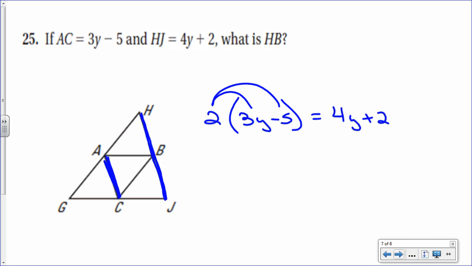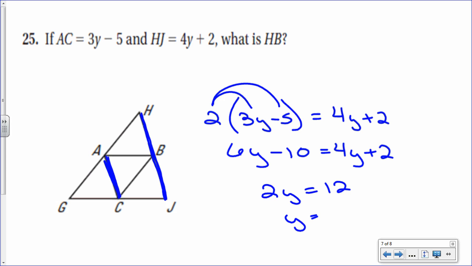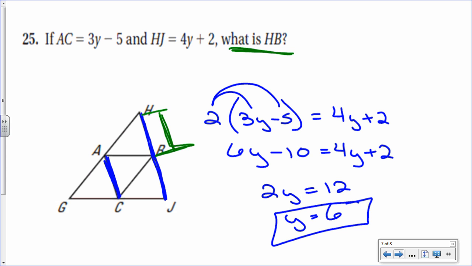Distributive property here. Now I got y equals 6. But what's interesting about this problem is we got to make sure we write down what they need. So they want us to find out what HB is, which is the distance from here to here. Okay. Now, HB is the same as AC. Those two are identical. So if we knew what AC was, we could find out what HB is.